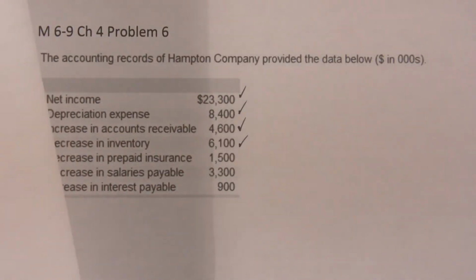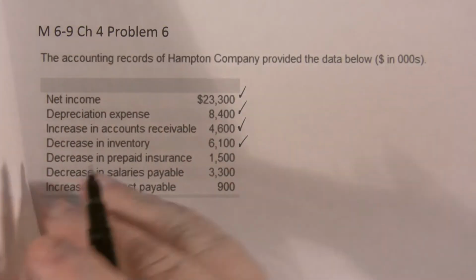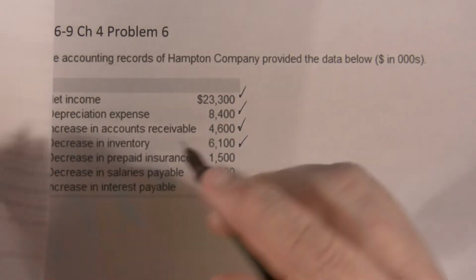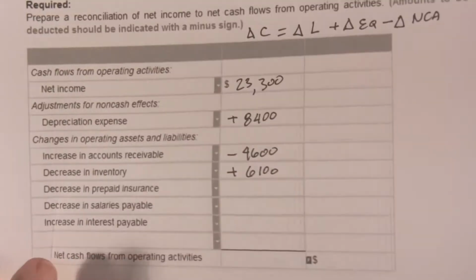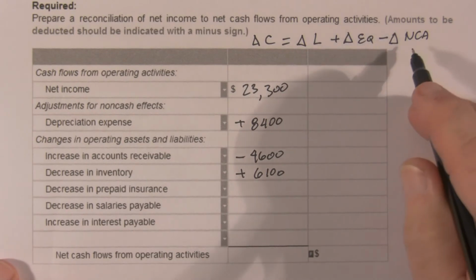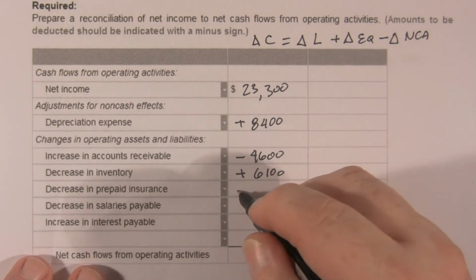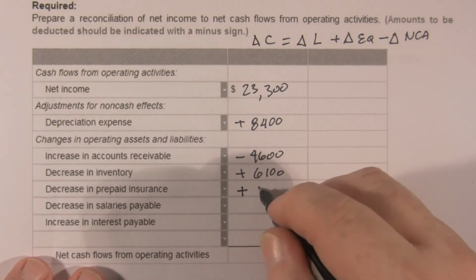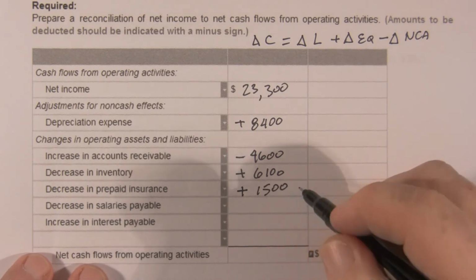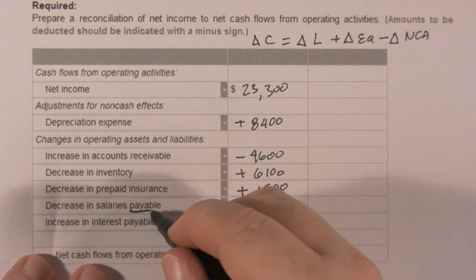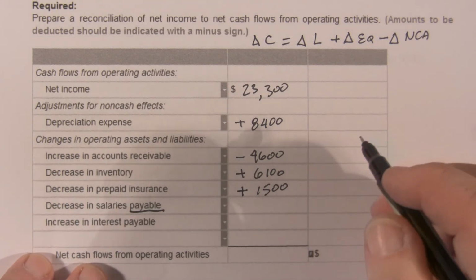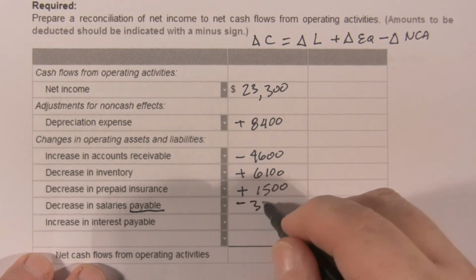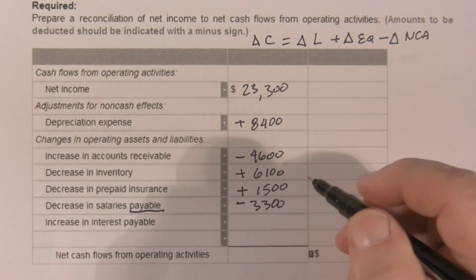Our prepaid insurance went down. So if prepaid insurance goes down, prepaid insurance is a non-cash asset. Cash goes up $1,500. Decrease in any payable. The way you make any payable go away is to pay it. That makes your cash go down. In this case, $3,300.